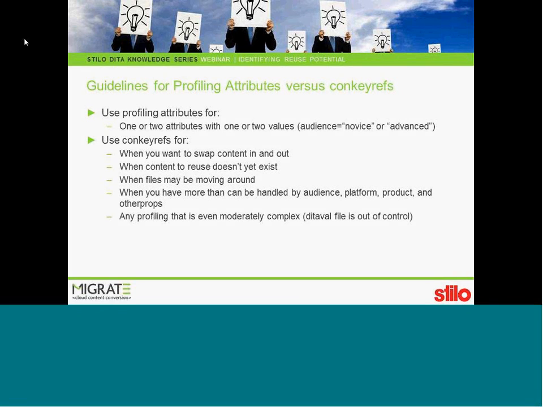So I have a couple of slides on guidelines for profiling attributes versus conrefs. Go ahead and use your profiling attributes if you're just using one or two attribute values, one or two attributes. You've got audience set to novice and advanced. There's not going to be a huge benefit in moving to conrefs. But if you're using anything more than that, when you want to swap content in and out, like the vanilla chocolate thing I was talking about, or you ever use content that doesn't yet exist, you can actually do that.